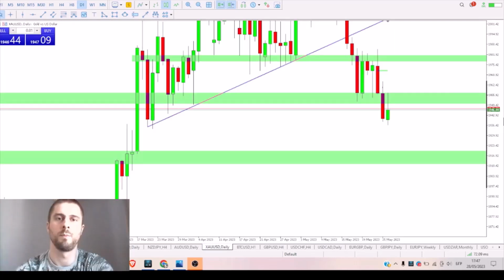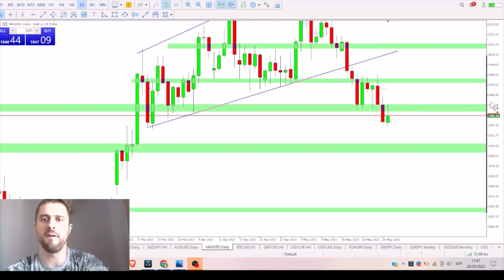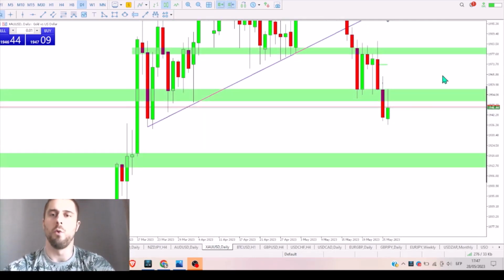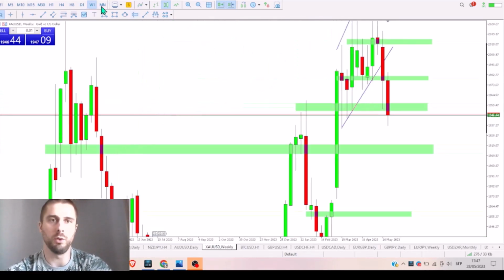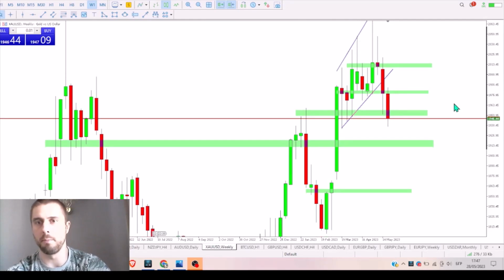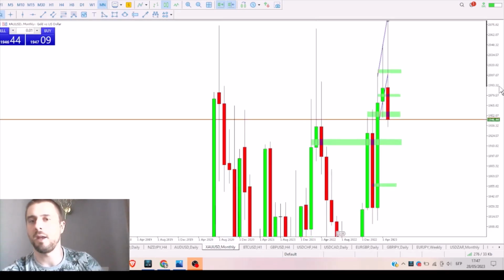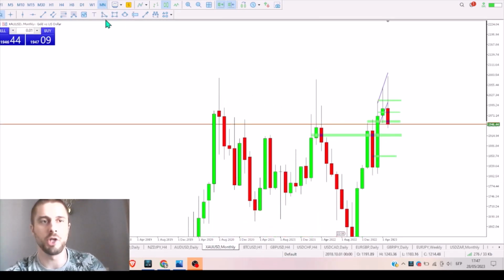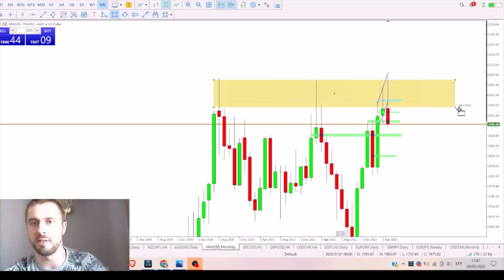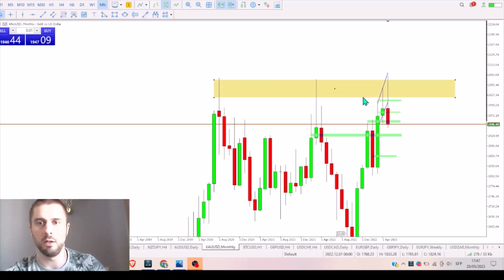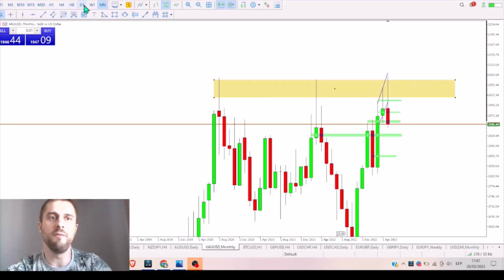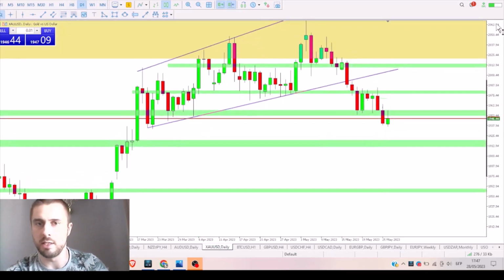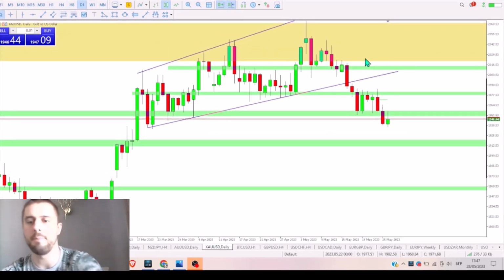Let's move to gold. So special attention on gold, guys. We have a very bearish week. As you can see on the weekly, we are super bearish, but let's see what we have on the monthly chart. And as you can clearly see, price is rejecting a very important resistance area on the monthly chart.